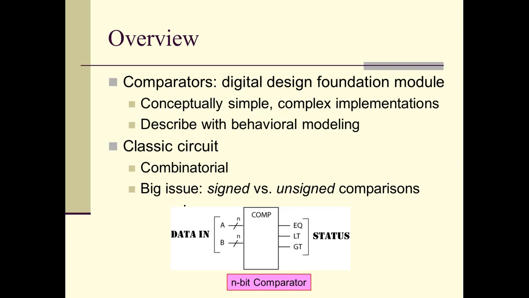The big issue here, which we try to avoid but will have to address in this chapter, is: are we working with signed numbers or unsigned numbers? That is of course going to affect the comparisons, because essentially what's happening here is we're comparing one set of bits to another set of bits, the A and B bits here, and then we're establishing some status accordingly.